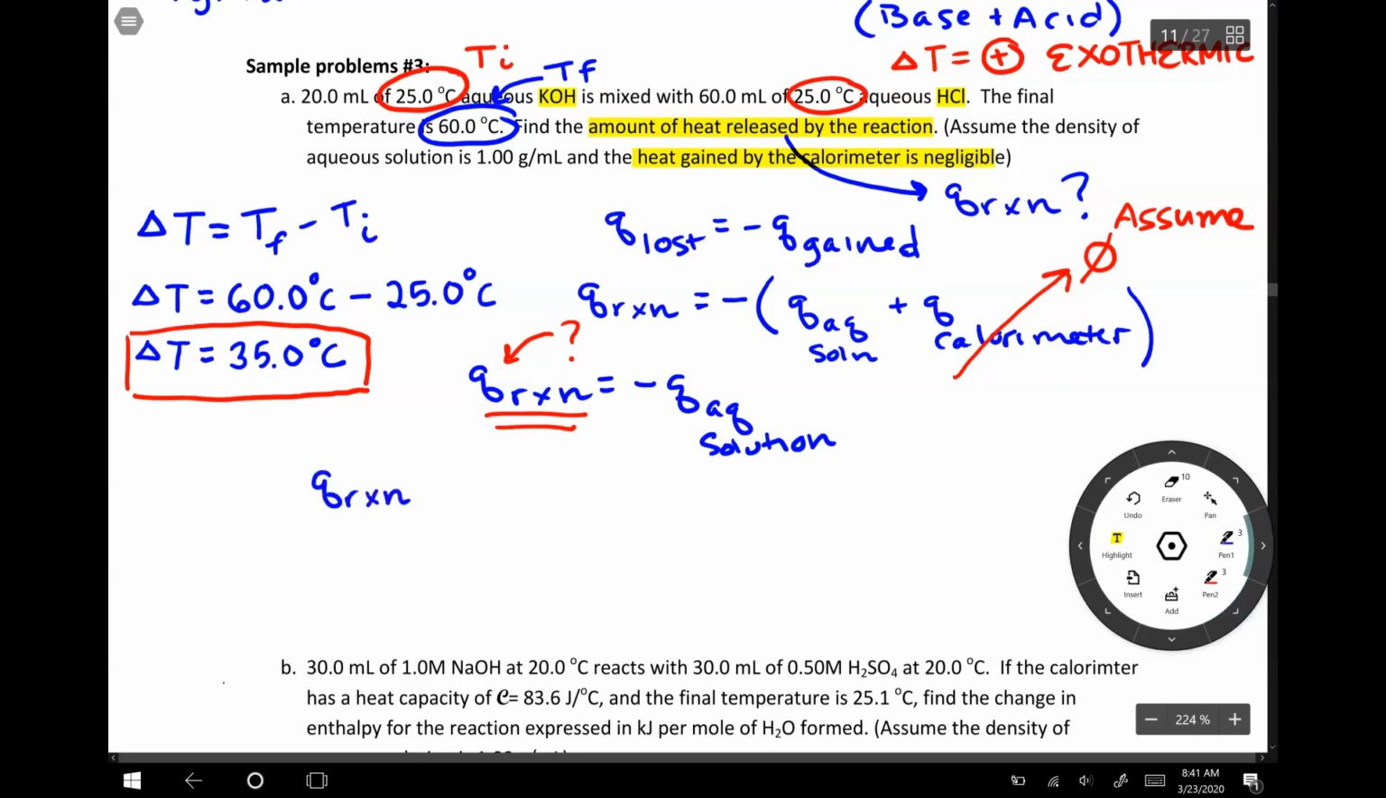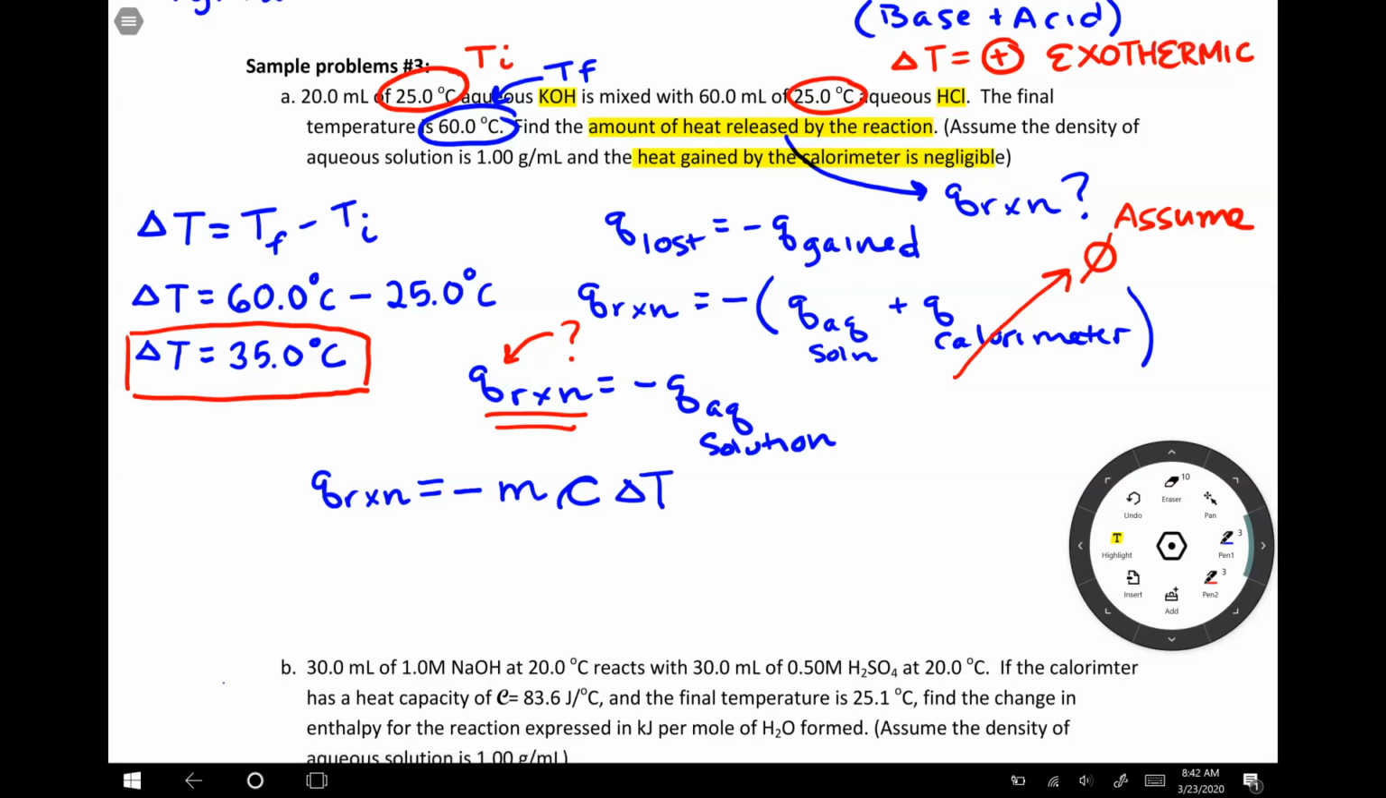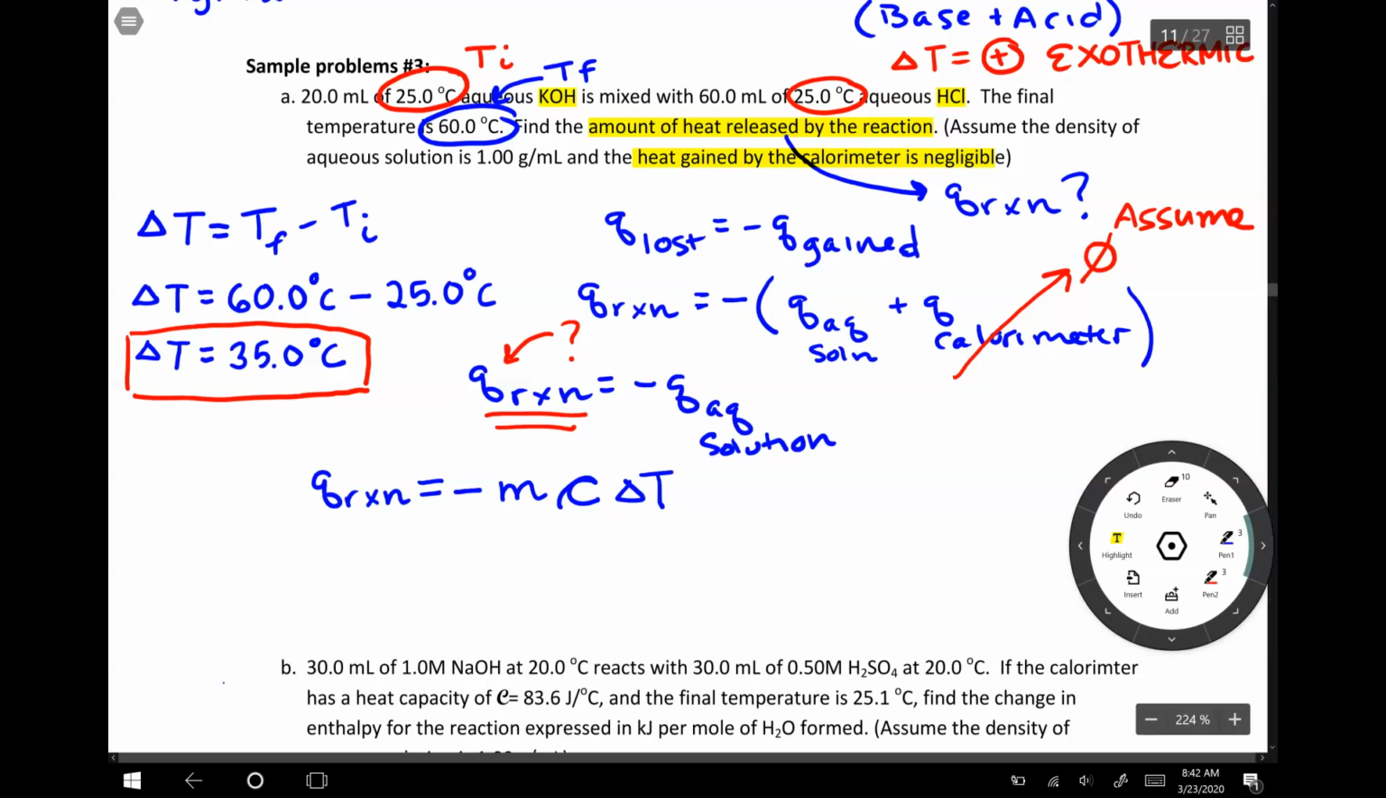I'm going to maintain this left side of my equation. In place of the Q of the aqueous solution, I'm going to keep that negative sign. I need the mass of my aqueous solution times the specific heat capacity times the change in temperature. Now remember that this Q equals mc delta T is an equation that's on your green sheet. And this is what we're going to be plugging into. Now I already figured out delta T.